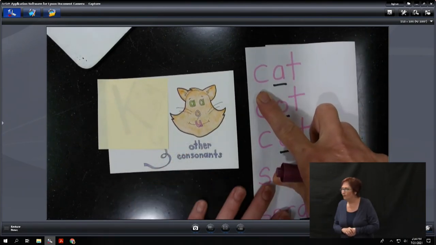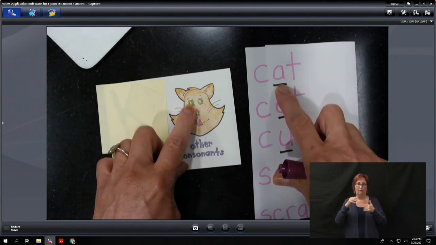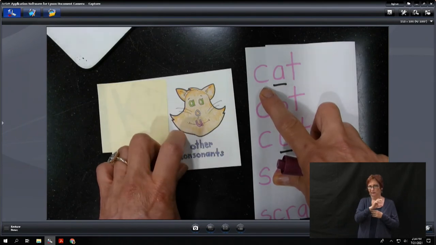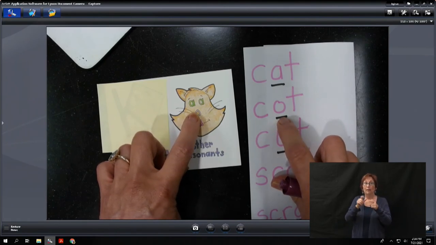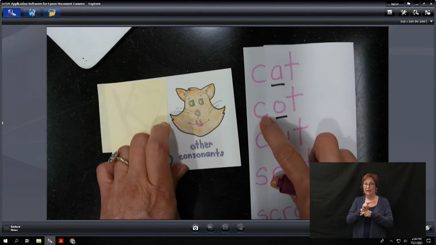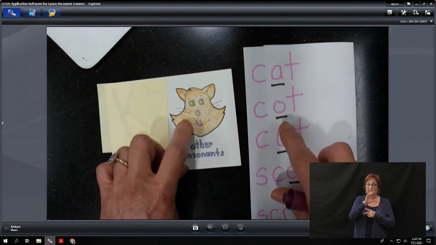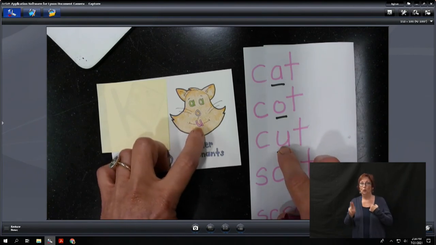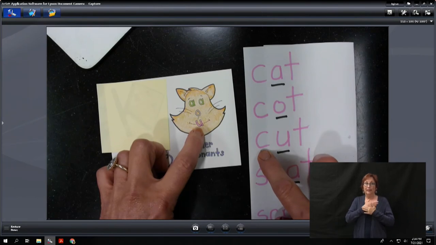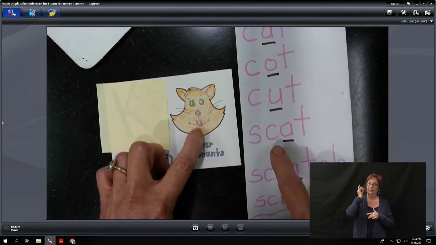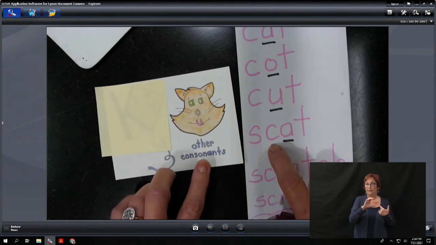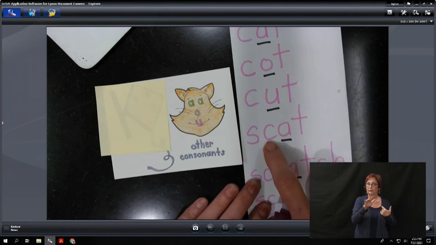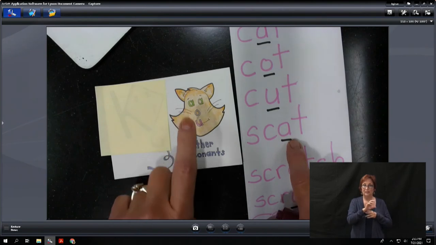I have a k sound. It's followed by an A, so I'm going to use the C, like in cat. I have a k sound. It's followed by an O, so I'm going to use the C to spell the k sound, like in cat. I have a U after my C, so I'm going to spell the k sound with a C, like in cat. Now I have a C, which is a consonant, to spell the k sound. I'm spelling the k sound with a C because there's an A after it.